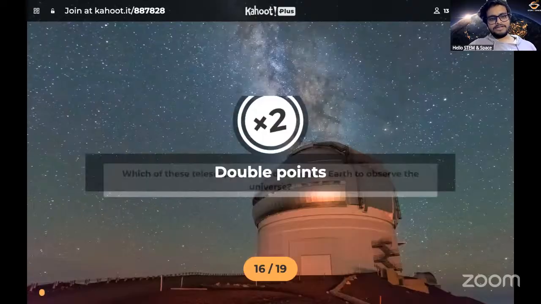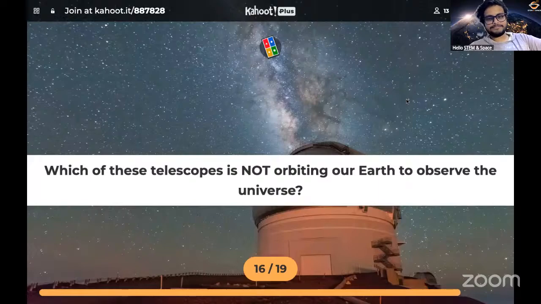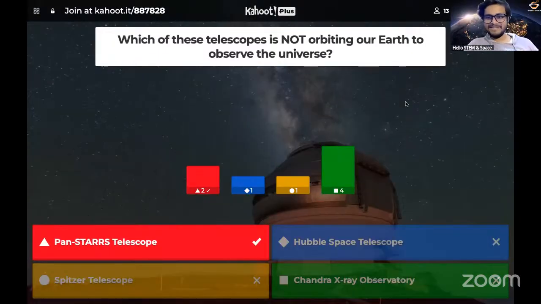And for double points again, which of these telescopes is not orbiting our Earth to observe the universe? Is it the Pan-STARRS, the Hubble, the Spitzer, or the Chandra? Most of you would have gotten confused with the word observatory, but Chandra X-ray Observatory is actually a space telescope, just like Hubble and Spitzer.